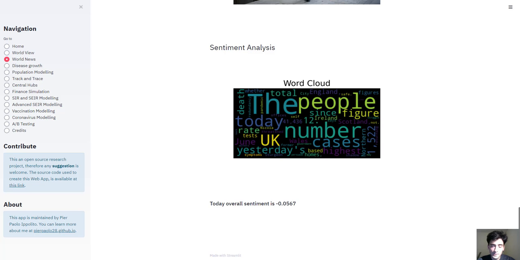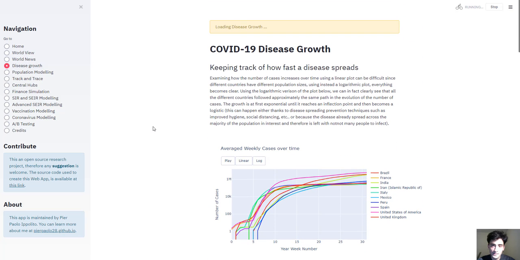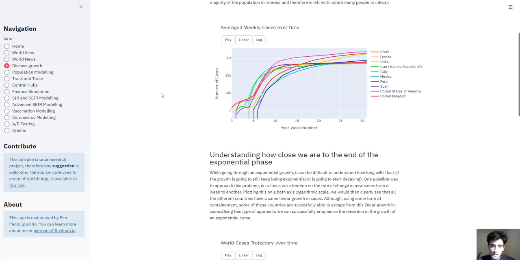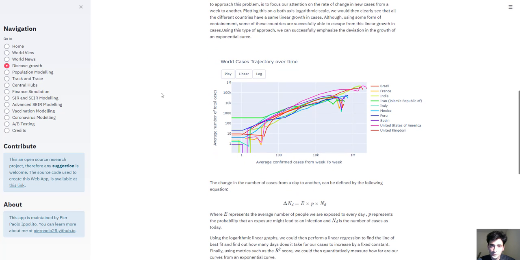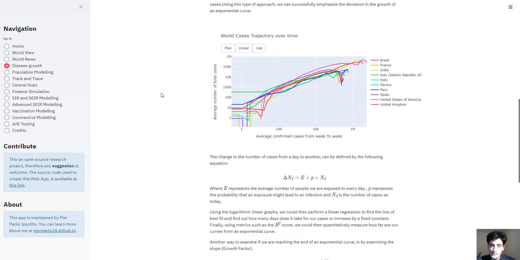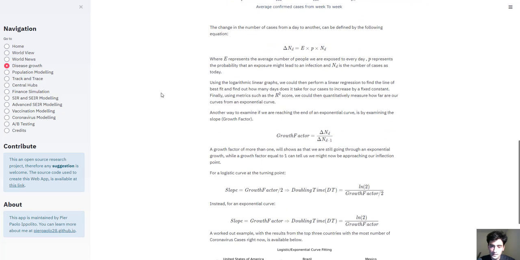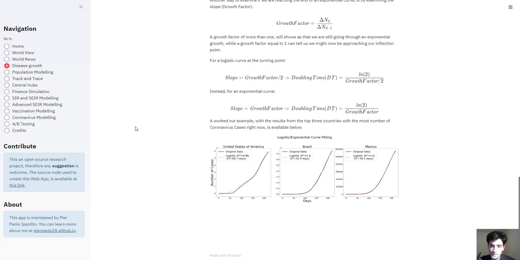Moving on to the third tab, we can find information about how disease spreads and how exponential trends can be identified. Every exponential trend in this context is destined to be converted into a logistic trend. In fact, if more than half of the population is affected by a disease, then there will be fewer individuals who can potentially be infected, and that means we have reached an inflection point.